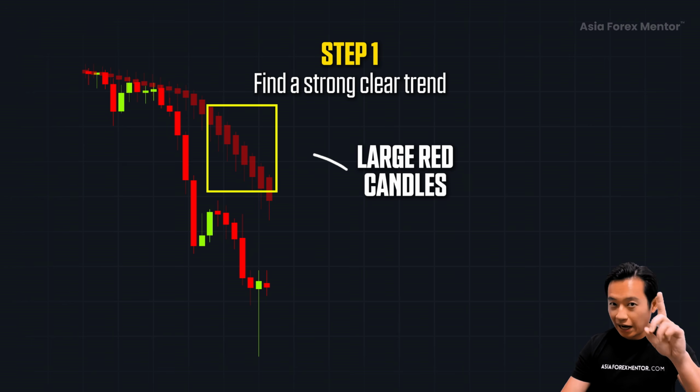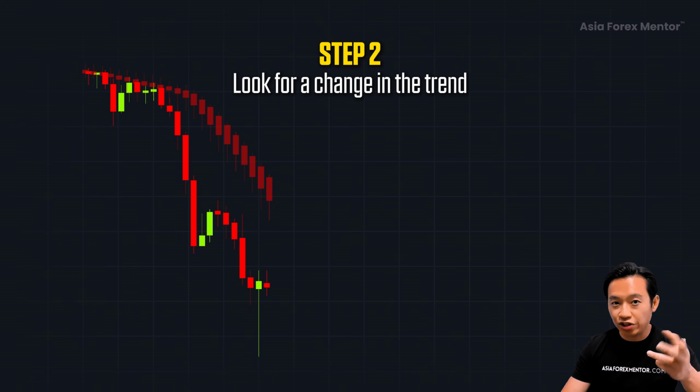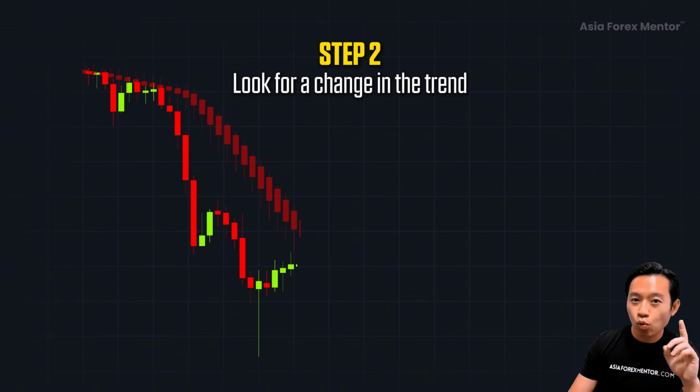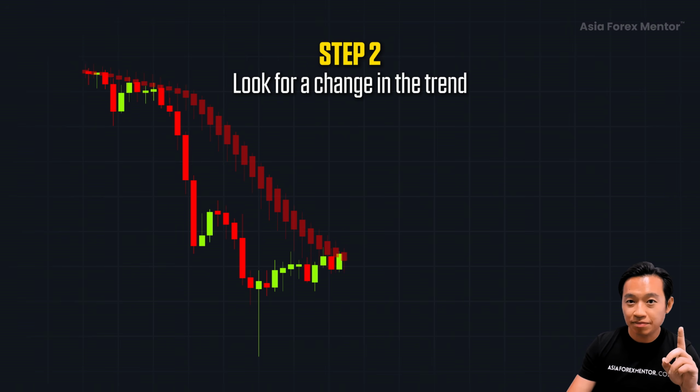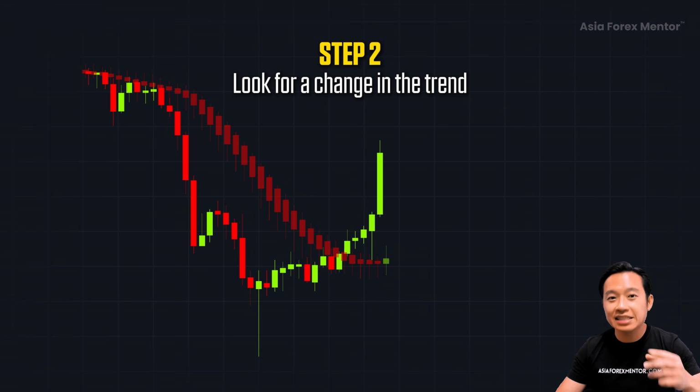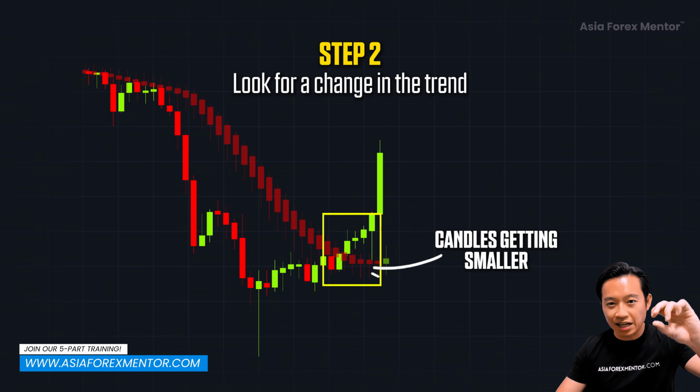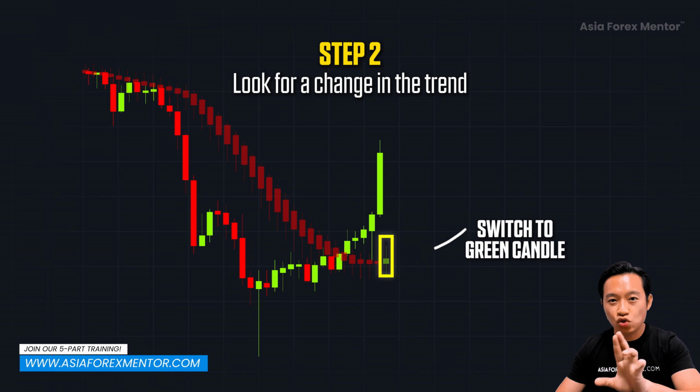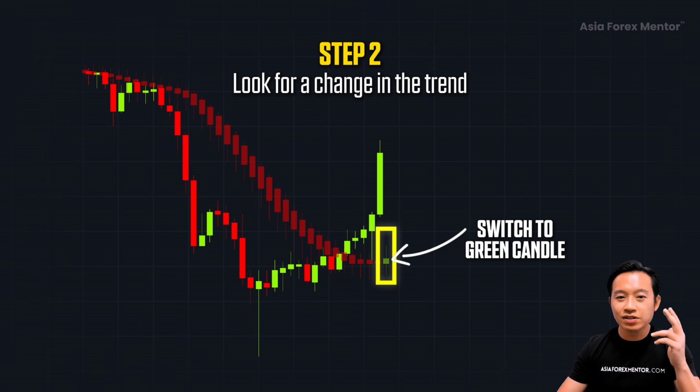All right, so now, once we have identified the trend, the next step is to look for that change in trend. We do this by waiting for the Heiken Ashi candles to start showing us signs that the trend is about to reverse. We see that the candles start to get smaller, right? And then finally switch to green. So this signals that our trend has changed. This is step 2.